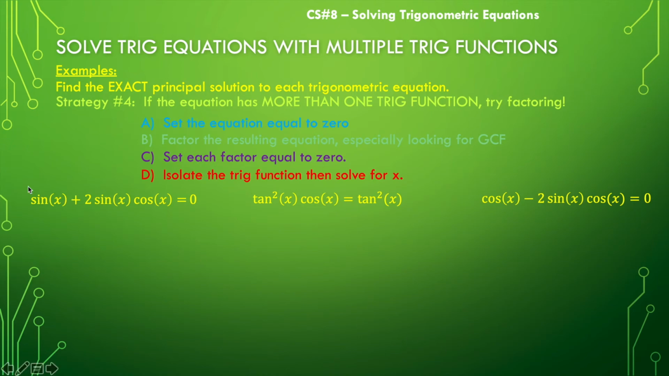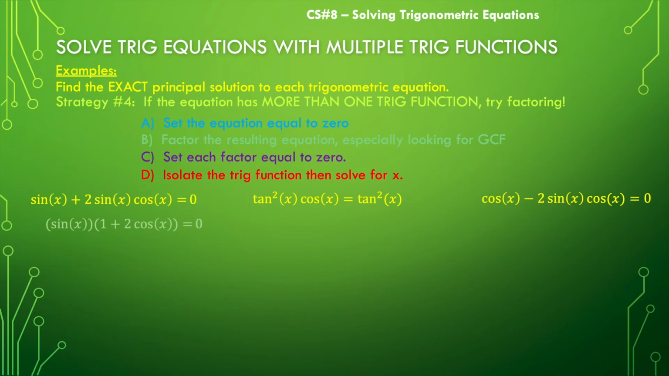In this first example, I have sine of x plus 2 times the sine of x times cosine of x is equal to 0. So it's already set equal to 0. I don't need to worry about that part. So let's look at these two things. I've got two things added together, and you notice that there is a sine of x in both of them. That means I will treat it like a greatest common factor and factor it out. If I factor it out of this first part, I'll just end up with a 1 remaining. And if I factor it out of the second part, I'll have a 2 cosine x. So I'll end up with 1 plus 2 cosine of x as one of my factors and sine of x as my other.